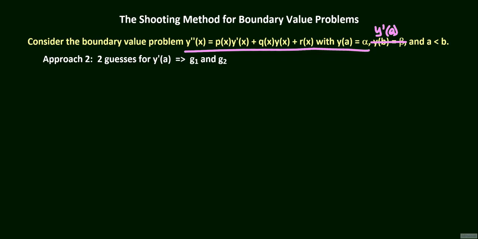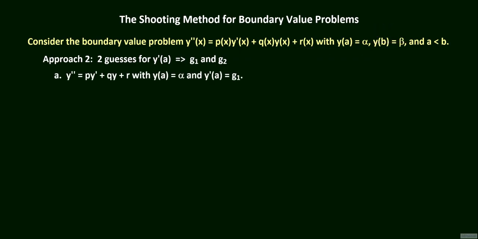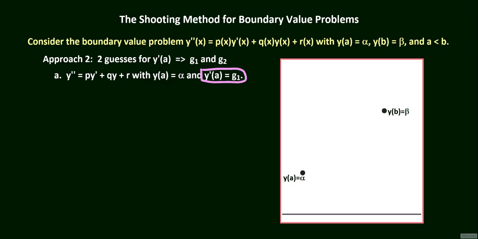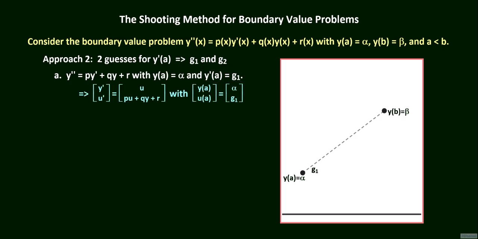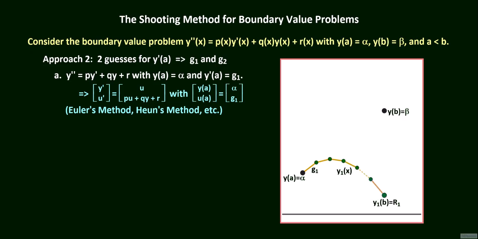We first apply Euler's method, Heun's method, or any other similar method to the IVP with y prime of a equal to g sub 1. For the initial guess of g sub 1, we can use the slope of the segment connecting the two boundary points. Reduction of order gives us the following equivalent matrix system. We apply our numerical method of choice. And suppose that we obtain the solution y sub 1 and approximation r sub 1 for y of b.